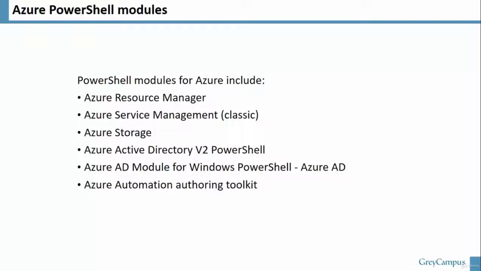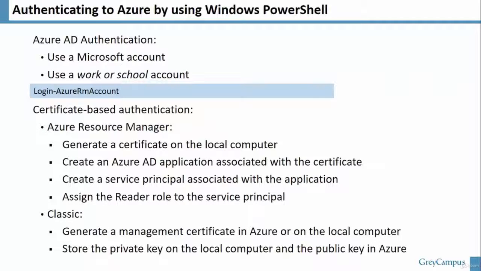install the Azure Automation ISE add-on. Moving on to understand how authentication to Azure happens using PowerShell. After you install the Azure PowerShell module, you need to connect it to the Azure subscription that you want to manage with it. You can take two approaches to accomplish this: Azure AD authentication and certificate-based authentication.